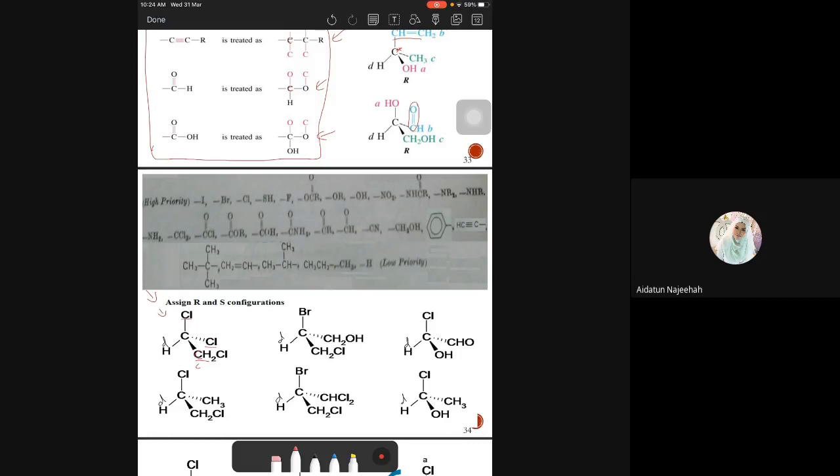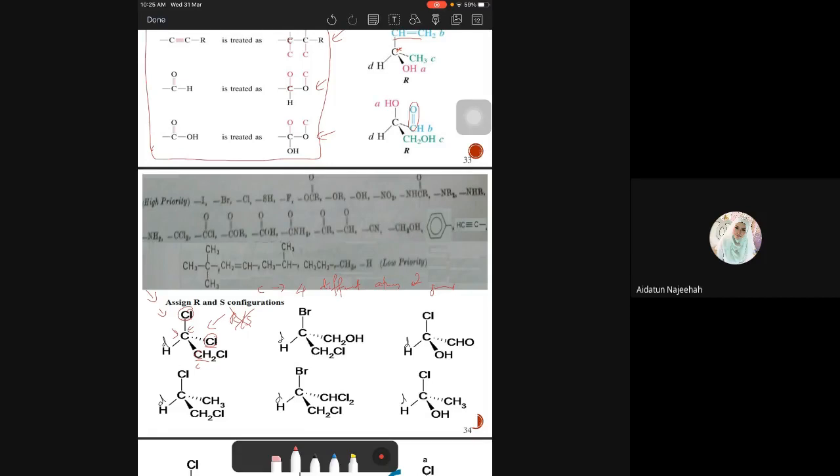But then again, is this carbon a chiral center or not? A chiral carbon must be bonded to 4 different atoms or group of atoms. But in this case, you have 2 chlorine. So for the first compound, you cannot assign R or S, because this is not a chiral center. You have 2 chlorine over there.